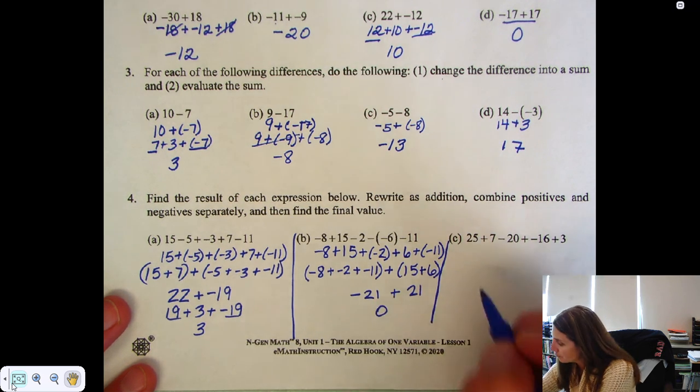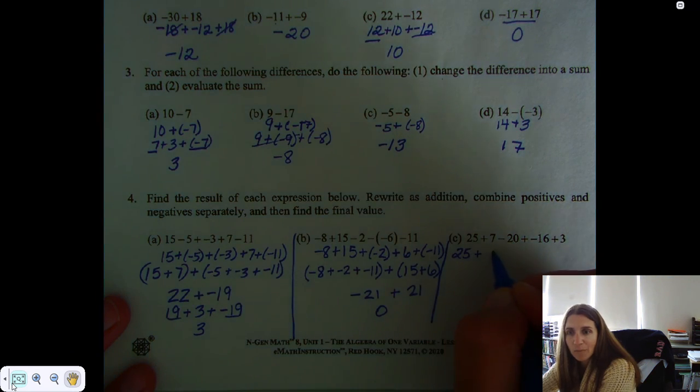And now we have C. 25 plus 7 plus negative 20.